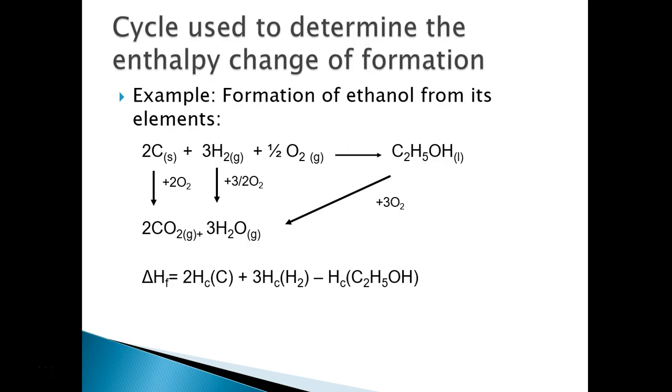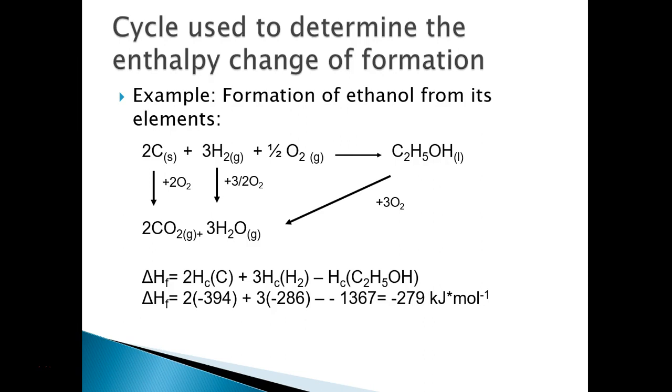All right, so the heat of formation for ethanol would be 2 times the heat of combustion of carbon, since we combusted 2 moles of carbon, plus 3 times the heat of combustion of hydrogen, since we combusted 3 moles of hydrogen, minus the heat of combustion of the hydrocarbon. Okay, and we can get these values from table 13 in the data booklet, and when we do the math, we get negative 279 kilojoules per mole.